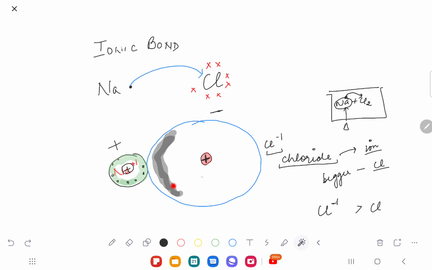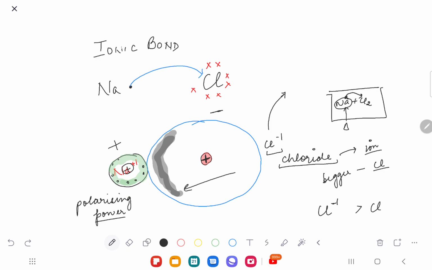So understand one thing. Was it easier for sodium to pull chloride's electrons here? Why? Because chlorine was bigger in size. So I would say sodium is polarizing the chloride. So sodium has a polarizing power. Do you understand?